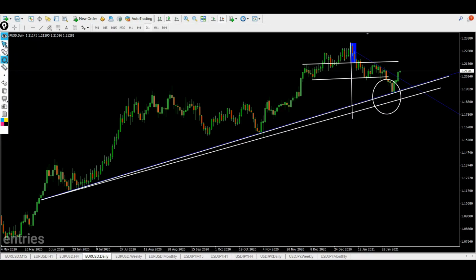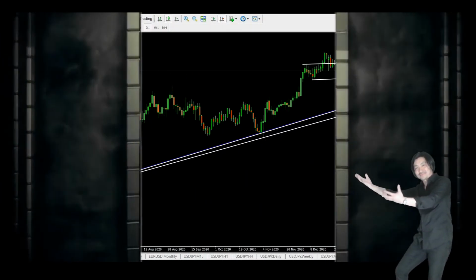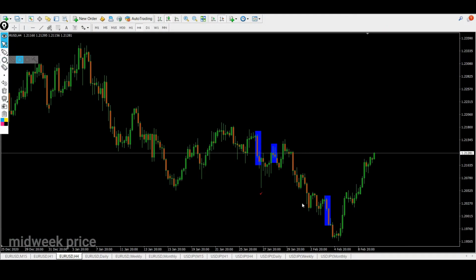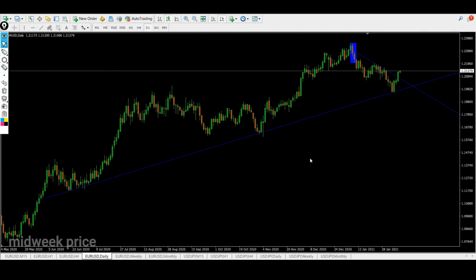Okay, so let's go midweek price. This is a 4-hour chart. There was a short trade right here that formed a couple days ago. It hit that daily trend line we were talking about and bounced up, and it broke out of this. Let me go back to the daily chart. This downward trend line.